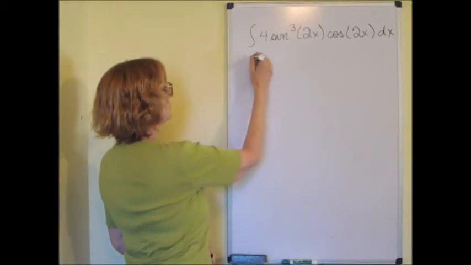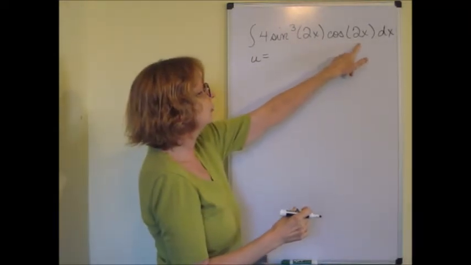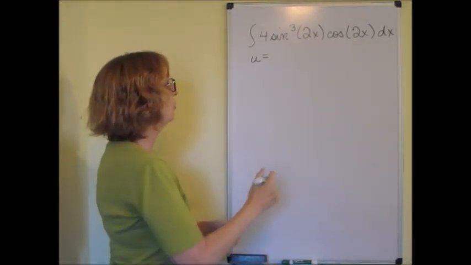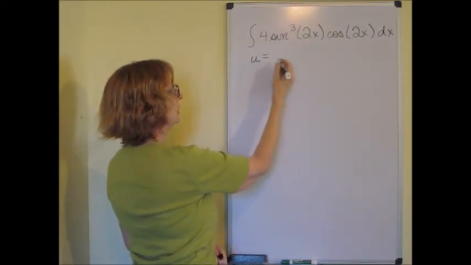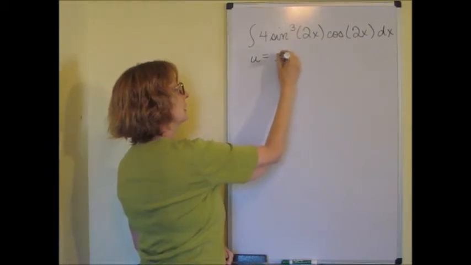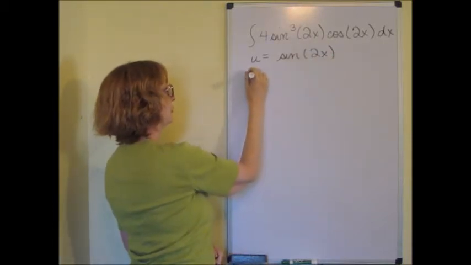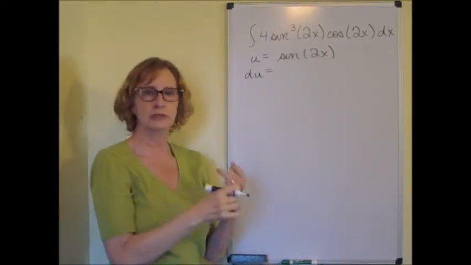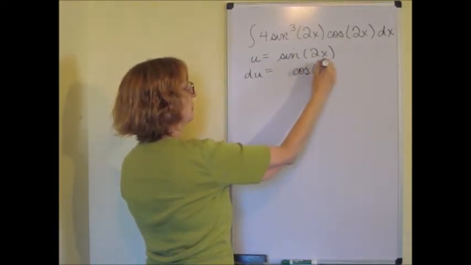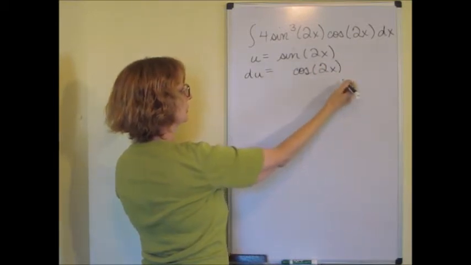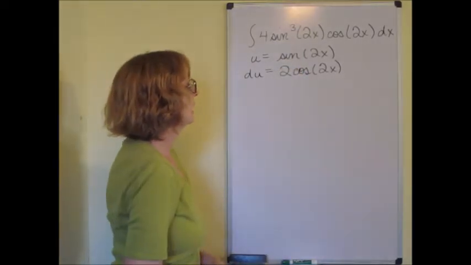So I'm going to see if I can let u be... a lot of times you let u just be the angle, but that's not going to really help us. What I notice is I have sine raised to the 3rd power of my angle. So what if I let u be the sine of my angle 2x? If I try that, then the derivative du, well, the derivative of sine is cosine. So that would be cosine of the same angle 2x, and then of course times dx, the derivative of 2x is 2.